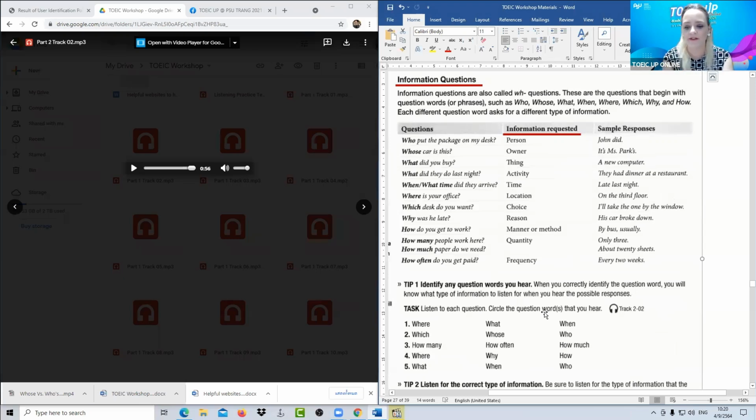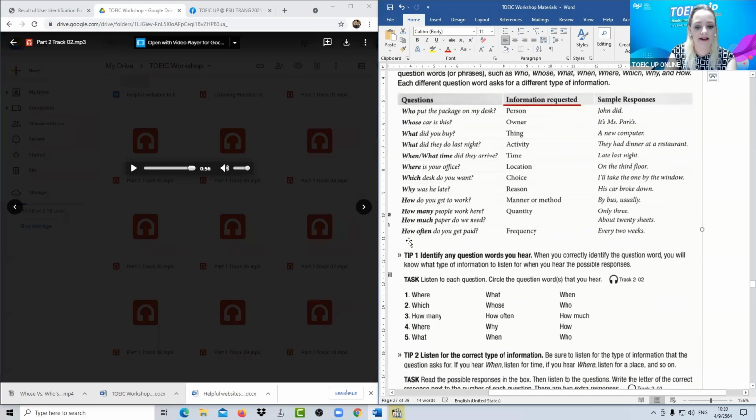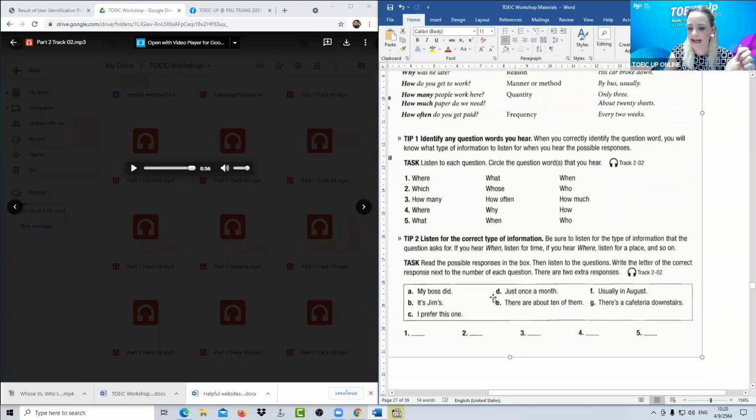D, just once a month. What is the information we're looking for? Frequency. Frequency, excellent. So we are listening for the words how often in that one. Okay, excellent. Next one, there are about 10 of them. How many? Good. How many or how much? 10 is a quantity. We're doing this backwards just in this exercise so you can see how it works. So we are listening for how many or how much.